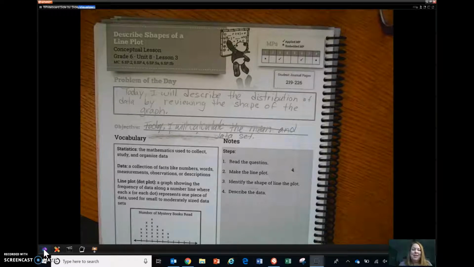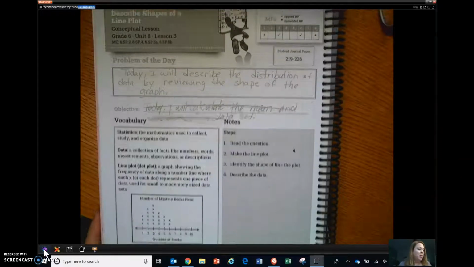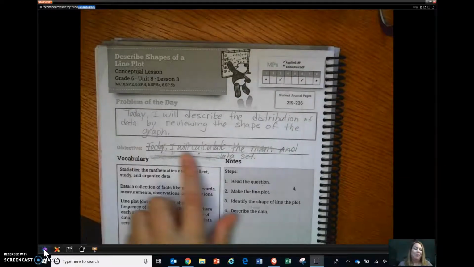Hi guys, this is Unit 8, Lesson 3, and I totally just taught this whole lesson and it wouldn't upload, so we'll try it again, but I've already got my notes on the paper.